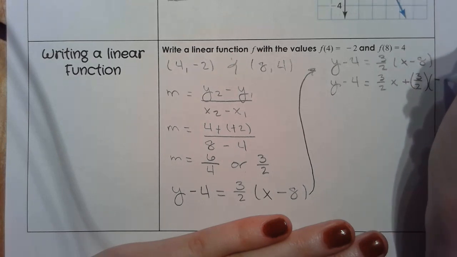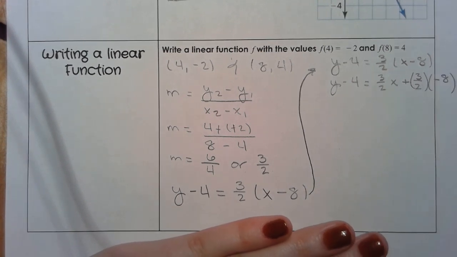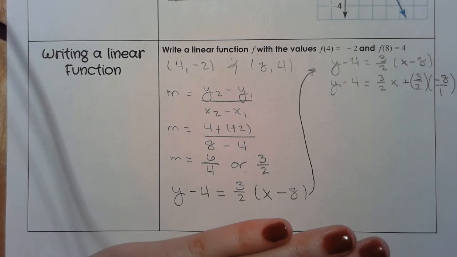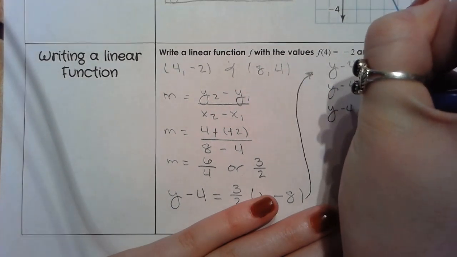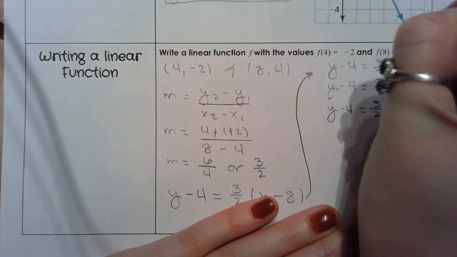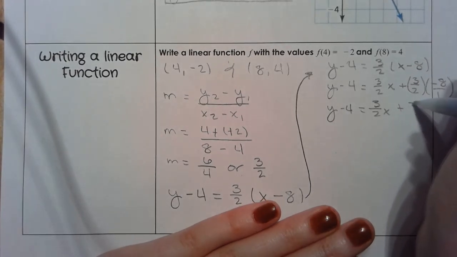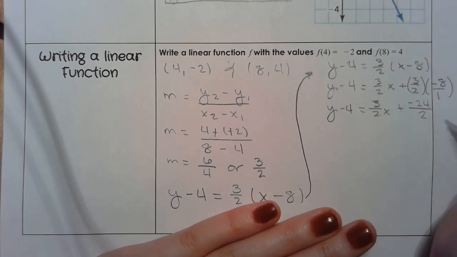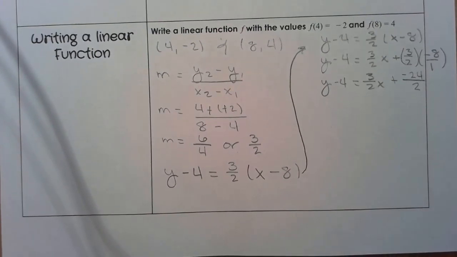times -8. Okay, so now I'm multiplying here, and I know that whenever I multiply fractions, I multiply straight across, so I'm just going to go ahead and put this -8 over 1. So I'm making it a fraction so that I can easily multiply straight across. So I have y minus 4, not changing that, and 3/2 x, not changing that, and then now I'm going to multiply 3 times -8, which is going to give me -24. And then 2 times 1 is just going to give me 2. And now I know what -24 divided by 2 is, so I'm just going to simplify it to that.